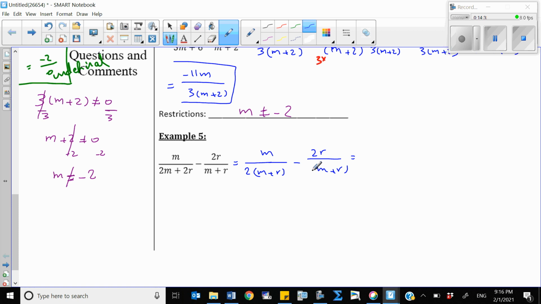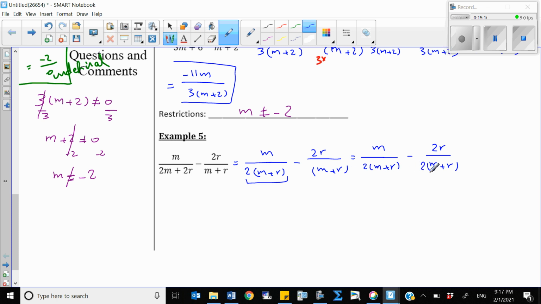Okay, so what do we have in the denominators? m plus r for one of them, for the other one 2 times m plus r. This is a factor of the other one, so I can take the bigger one as my common denominator. So this is 2 times m plus r. Oh, I'm sorry. The denominator for the second one will be 2 times m plus r.